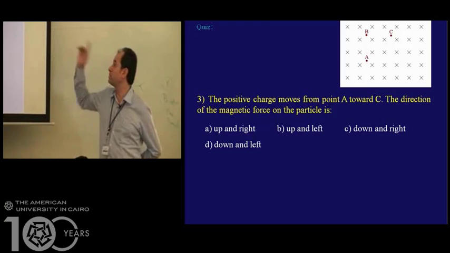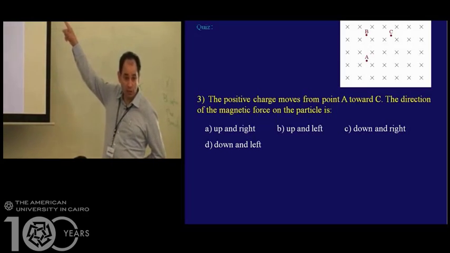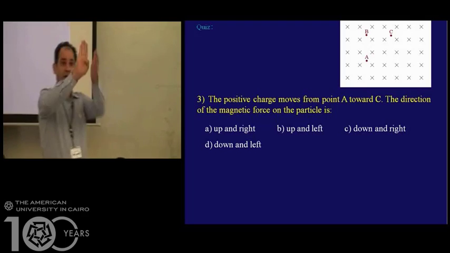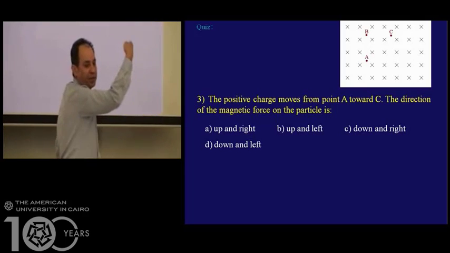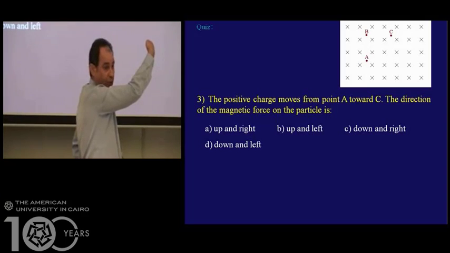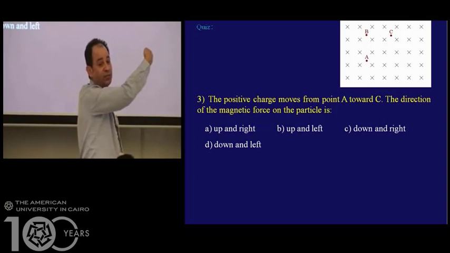It's into the screen. The crosses that you see mean that this is the direction of the magnetic field. It's into the screen. And those fingers should point in the direction of the magnetic field. Okay? Now, what is the direction of the motion?